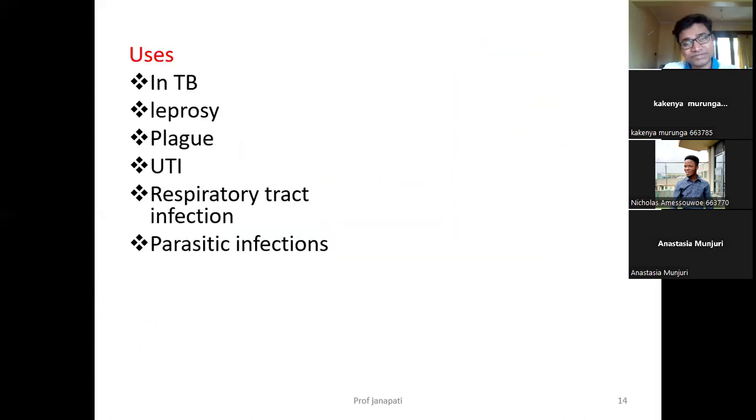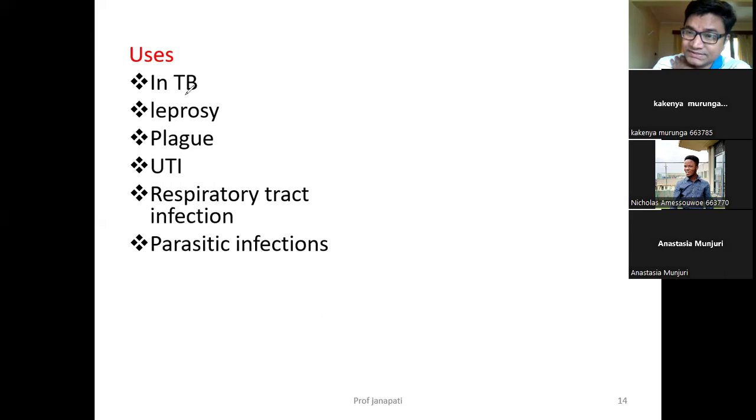Now, uses, we are almost done. Now you can see it is used in treatment of TB, leprosy, plague, UTI. Very good for UTI, because it concentrates even in respiratory tract infections. TB is also a respiratory tract infection. And parasitic infections, especially with Paromomycin. So these are some of the uses of this drug.